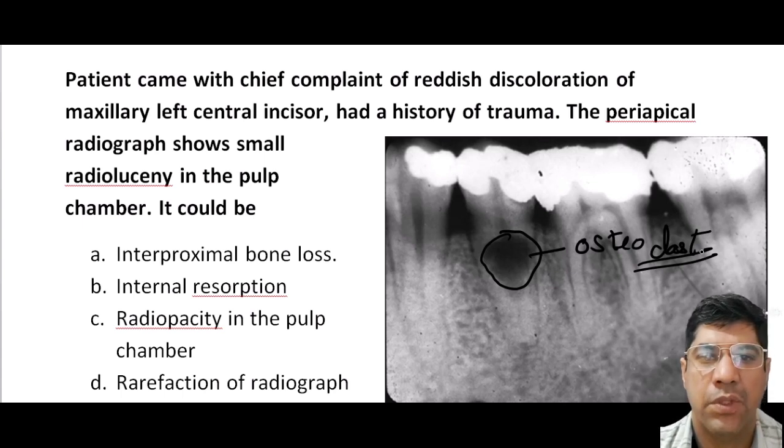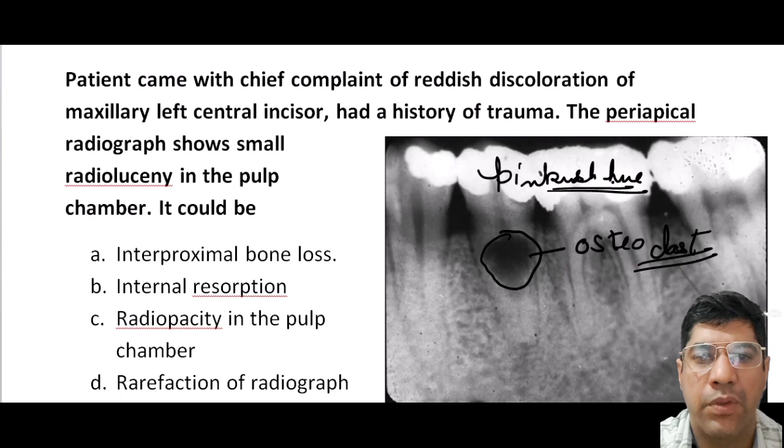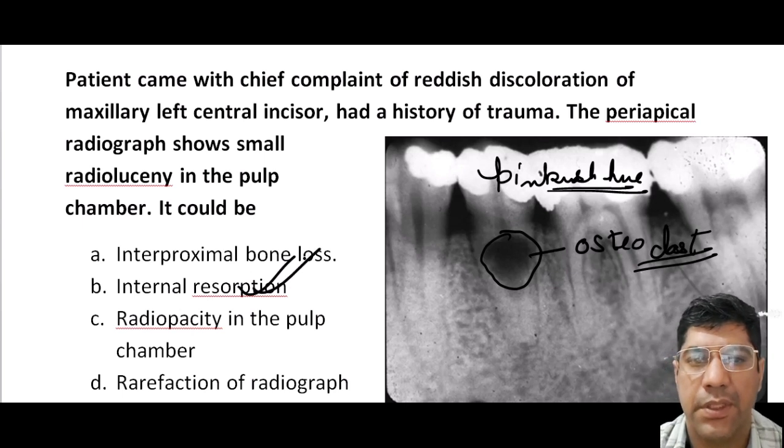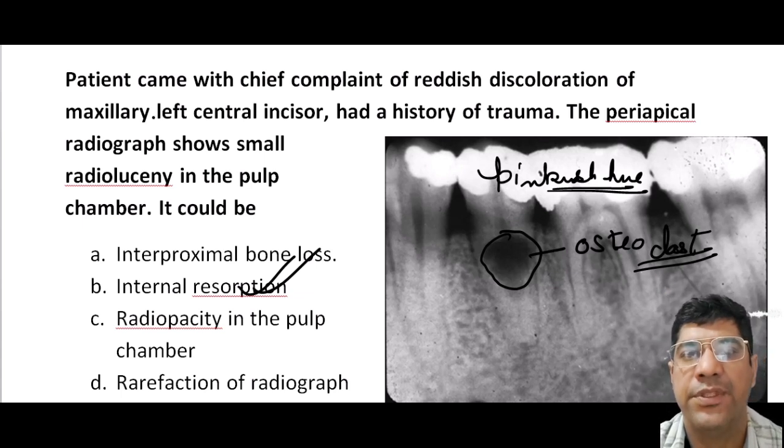So voids form within the tooth. The cavity created by osteoclastic activity is then filled with granulation tissue, a combination of inflammatory cells and blood cells. This tissue can be seen as a pinkish hue within the cavity on the radiographic image. Trauma to a tooth, such as a blow to the mouth, can damage the pulp tissue, leading to inflammation and subsequent resorption. So the answer is internal resorption. Given the patient history and radiographic finding, internal resorption is the most likely explanation for the symptoms and the radiographic appearance.